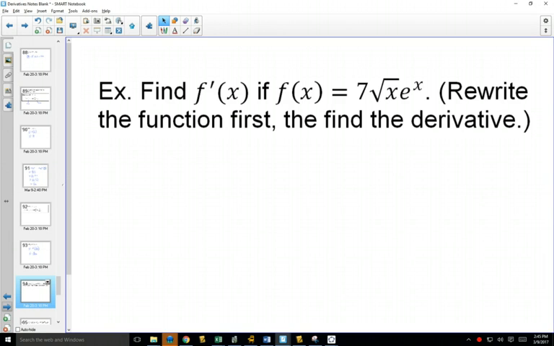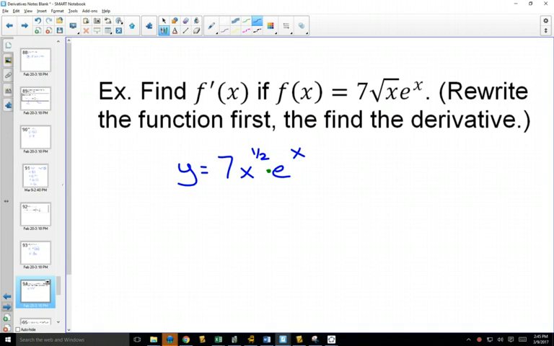Find f prime of x if f of x is 7 square root of x, e to the x. Again, anytime you have those square roots, rewrite it as something that you can do the derivative of. And what derivative rule are we going to have here? It's going to be a product rule. Can you see that there's two functions of x multiplied by each other? The 7x to the half can be your first, and e to the x can be your second.